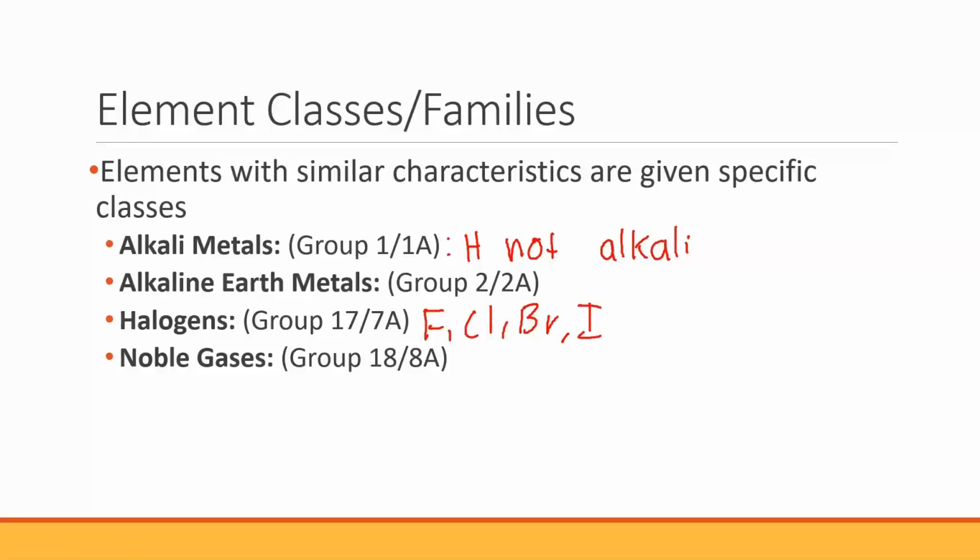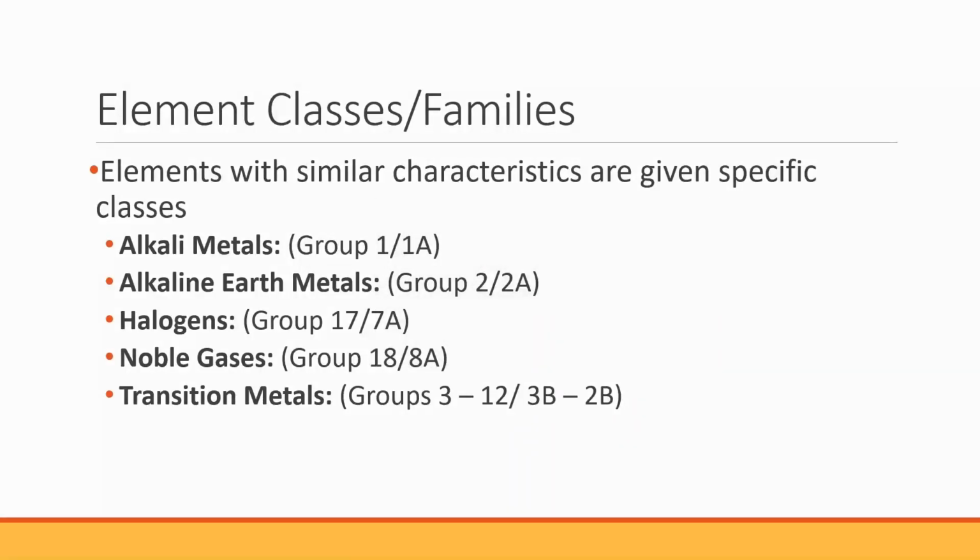Now there is one more class or family that we're going to talk about, that being the transition metals. And if you notice, for the transition metals, it is a series of groups. So it's groups 3 through 12. So that entire middle section on the periodic table will all be your transition metals. So if you actually look on the periodic table, which I'm going to show in a second, you'll see that nearly a majority of your elements are going to be transition metals.